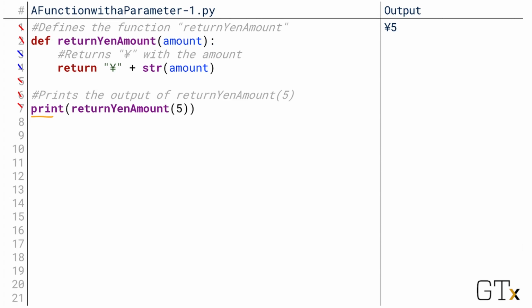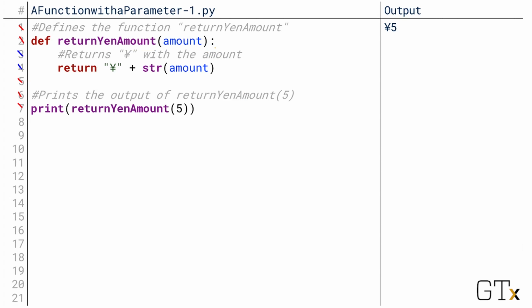Line 7 says to print the output of the function called return yen amount. But instead of just an open and closed parentheses at the end, there's now a value inside, the number 5. When this function is called with something inside the parentheses, whatever is inside the parentheses gets loaded into the variable name from our function definition. So when we call return yen amount with the argument 5, then the function return yen amount gets run with 5 as the value for the variable amount.